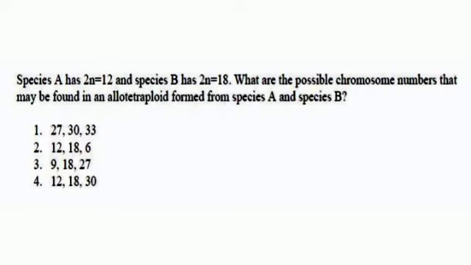The next one is, species A has 2n equal to 12 and species B has 2n equal to 18. What are the possible chromosome numbers that may be found in an allotetraploid formed from species A and species B? And the right one is option 1, 27, 30 and 33.